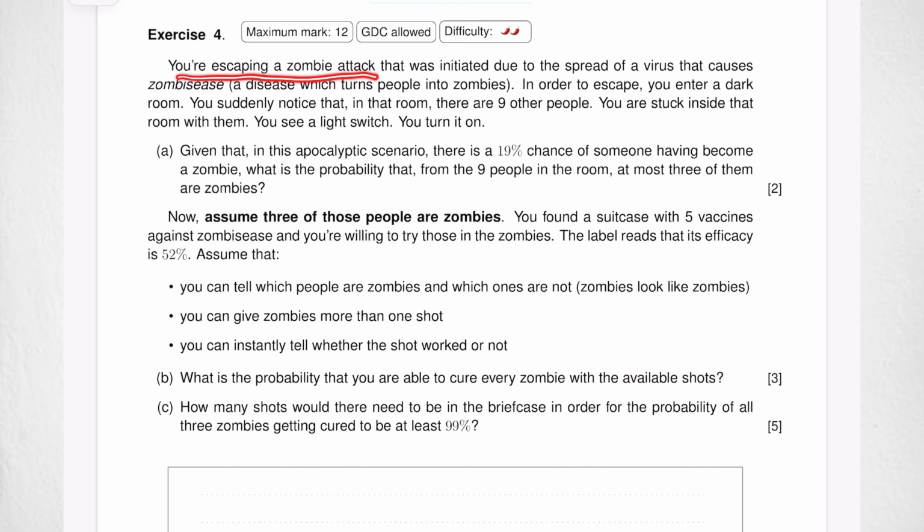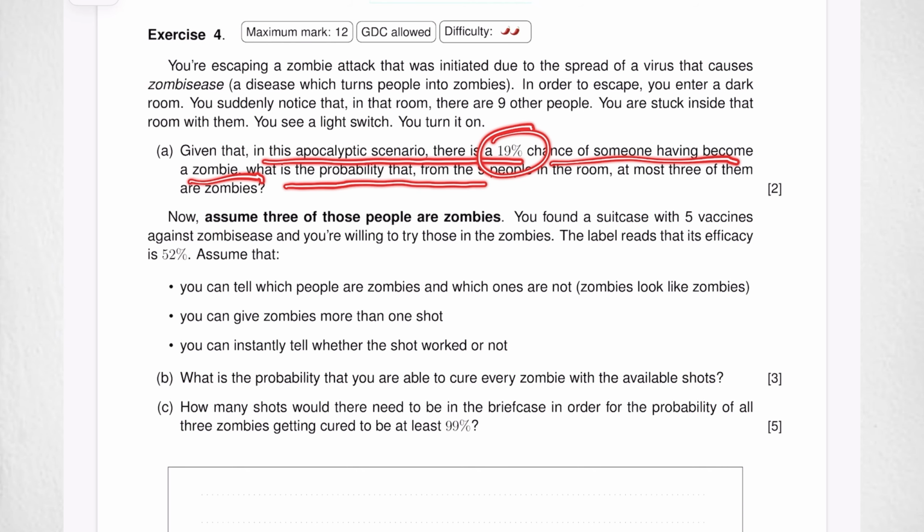All right, so exercise number 4, the longest one in this list. Let's take it slow so we get every step of this exercise. So here's the scenario. Long story short, you're escaping a zombie attack and in order to escape, you enter a dark room. You suddenly notice that in that room there are 9 other people. So you and other 9. You're stuck inside, you see a light switch, you turn it on. Now, given that in this apocalyptic scenario, there's a 19% chance of someone having become a zombie.